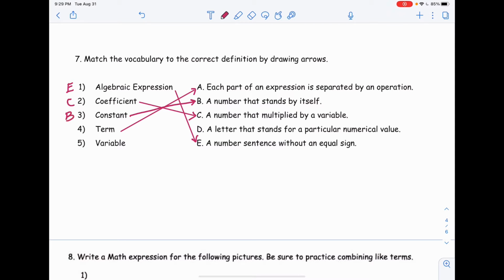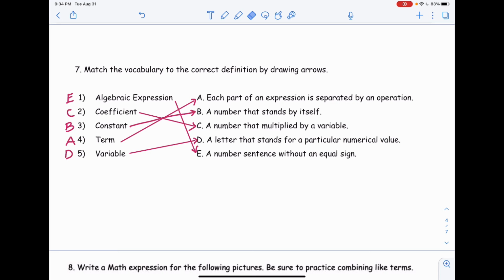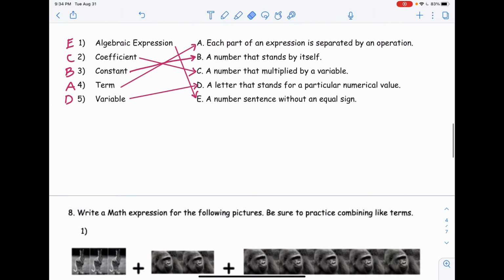This one was B, and this one is A. And the last one is the variable. Variable is a letter that stands for a particular numerical value. Okay, well done. This one is D. Okay, question number 8.